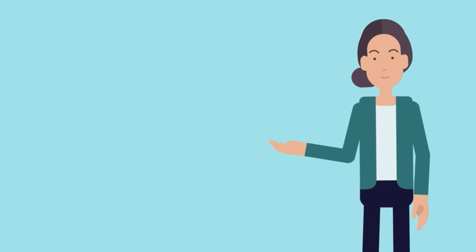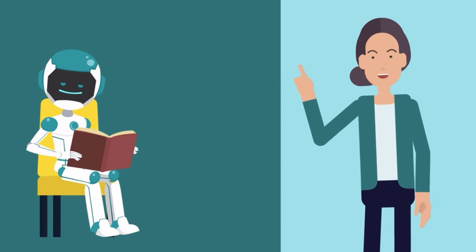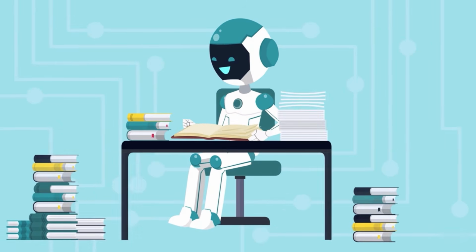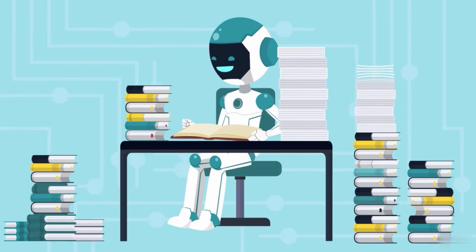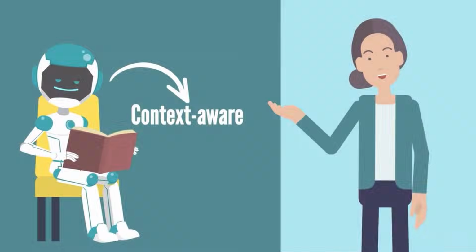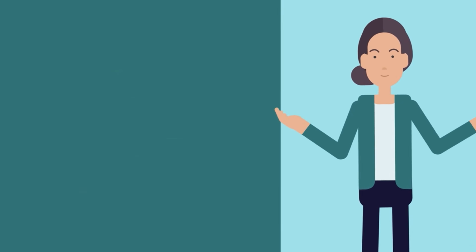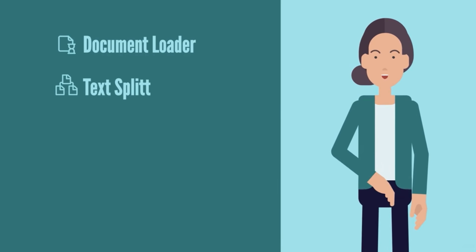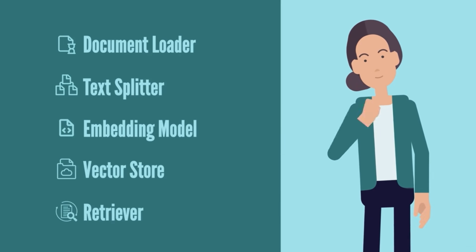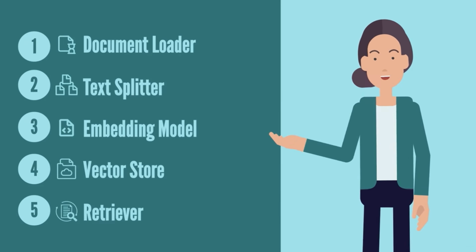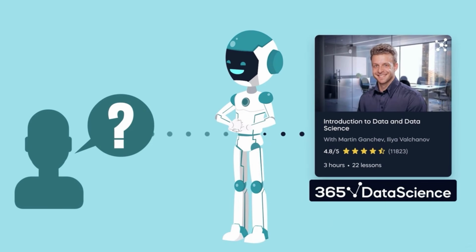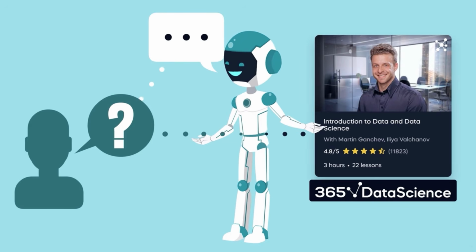As we've previously discussed, retrievers are components we can add to our chatbots to make them context-aware. That is, we can strategically feed them external or proprietary information so that they can answer questions on data they haven't trained on. As you can see, several components make this possible: document loader, text splitter, embedding model, vector store, and retriever. This is the order in which we'll discuss them in the course. Ultimately, we'll create a chatbot to answer questions on 365's Introduction to Data and Data Science course.